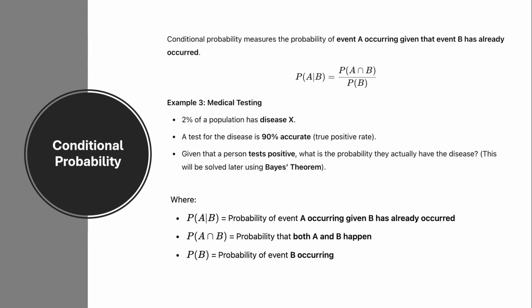Conditional probability is the probability of an event. You know what an event is, right? It is the probability of an event occurring given that another event has already occurred. Okay, you're getting the point.